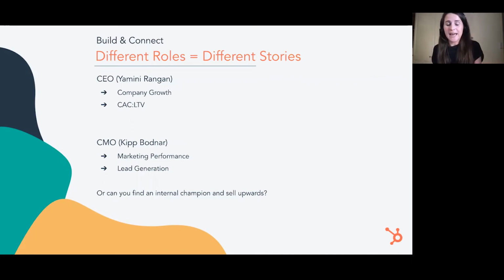So say you're connecting with the CEO, say our CEO Yamini, we care about company growth and CAC and long-term value, because of customer acquisition costs, long-term value. Whereas our CMO, Kip, will care more about overall marketing performance and lead generation. So how many leads is the overall team driving? What different teams in HubSpot does he need to, what different goals should they have?